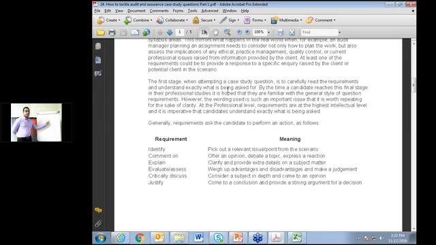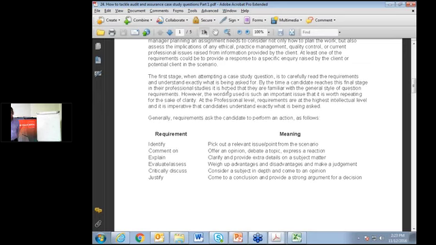Sometimes they also say comment on, which is number 2 here, and it says offer an opinion or debate a topic or express a reaction. It has also been seen that it says justify, which is the last one here, and says come to a conclusion and provide a strong argument for a decision. So this is something that is important to understand, that what does the examiner mean when they highlight these things.